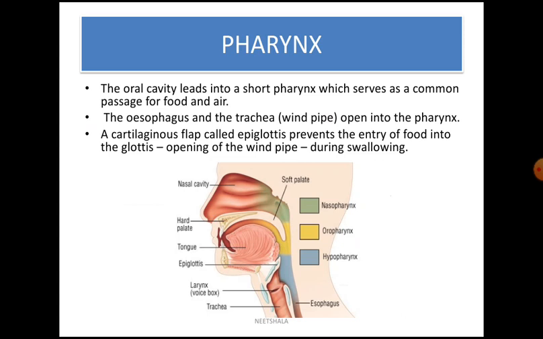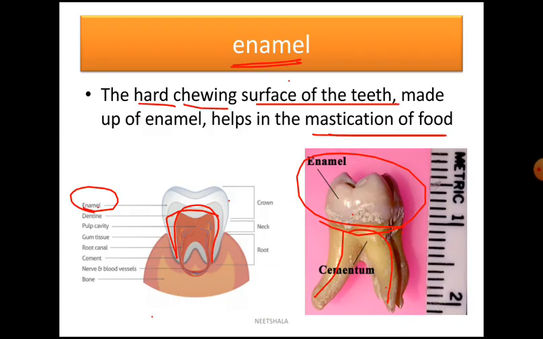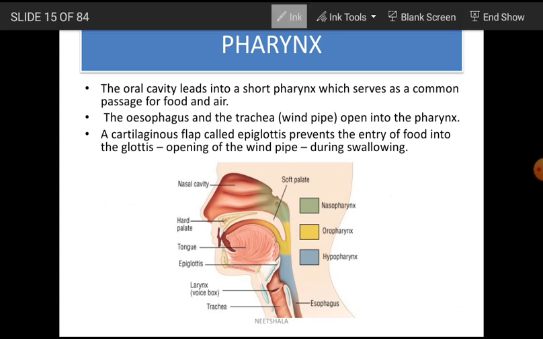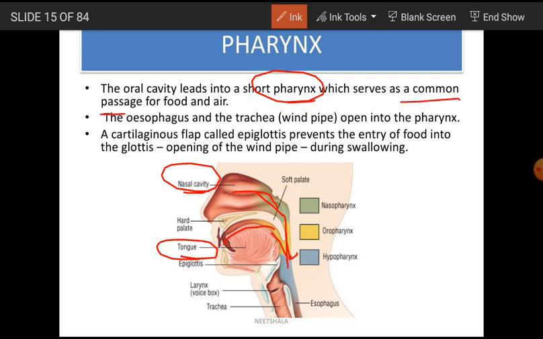So from the oral cavity, we are moving on to the second part of the digestive system, which is the pharynx. So oral cavity leads to a short pharynx. Now this pharynx is going to be a common passage. This is the nasal cavity. From the nasal cavity air comes, and this air is going to come over here. This is the food cavity or the oral cavity, from where food also comes. So can I say that it is a common passage for food and air.